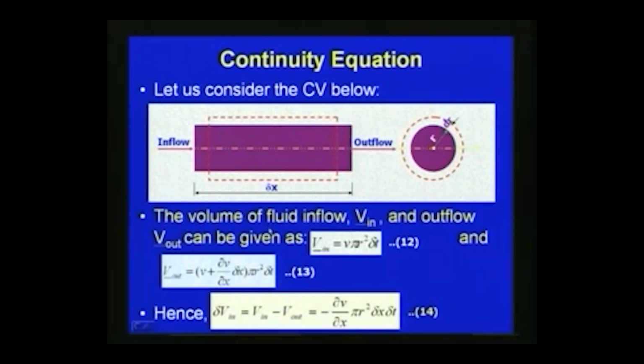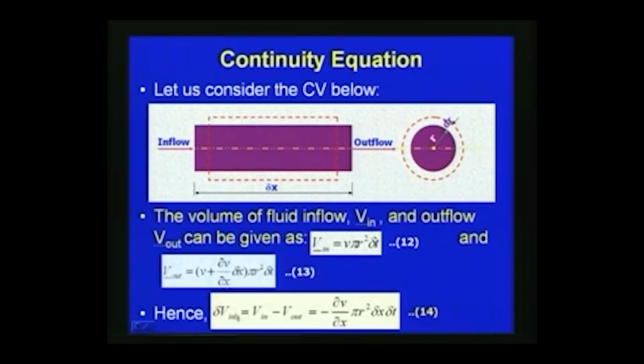Now the volume of fluid inflow at this location, V in, and outflow, V out, can be given as: V in is equal to the velocity small v into pi r square into delta t, as in equation number 12, and V out is equal to v plus del v by del x into delta x, into pi r square into delta t, as in equation number 13.